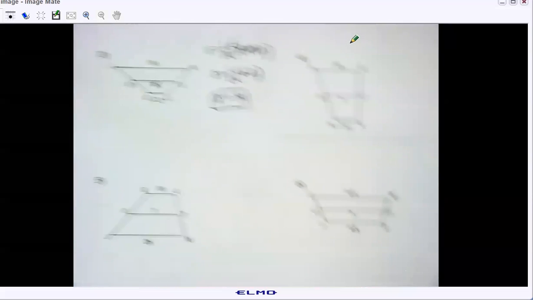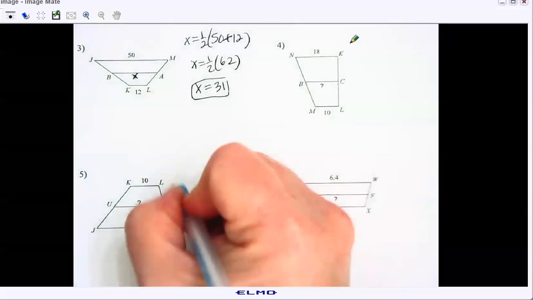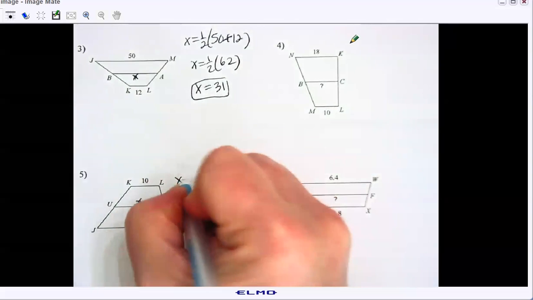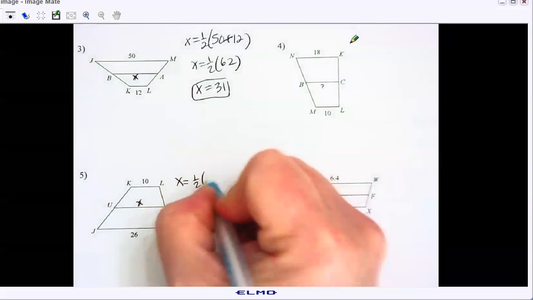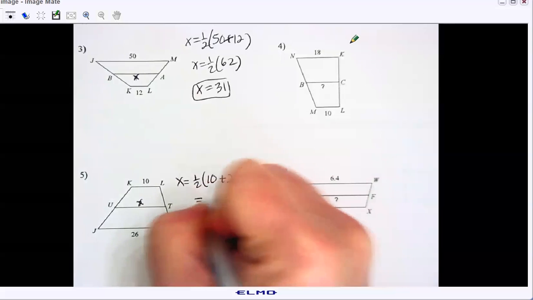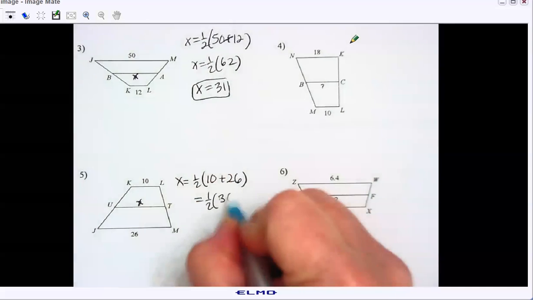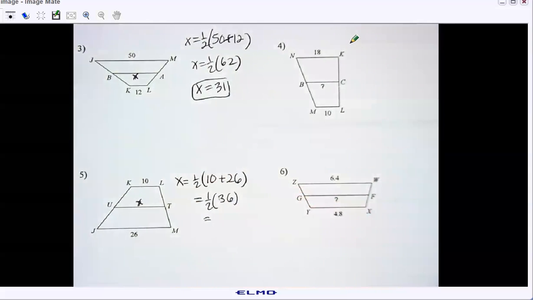Okay. Number 5. Okay. So X is equal to 1/2, 10 plus 26, 1/2 of 36. And what's half of 36, people?